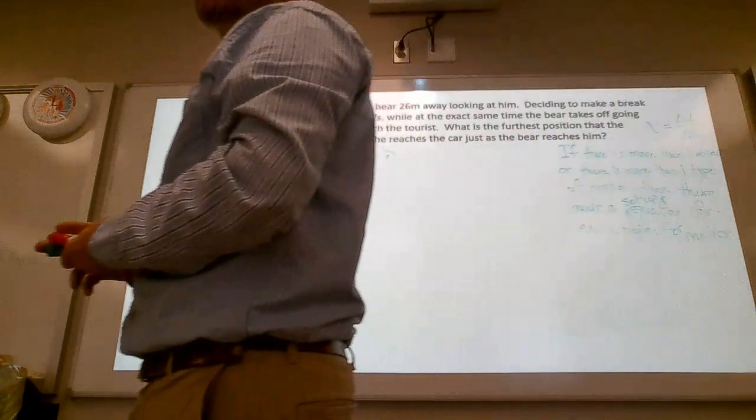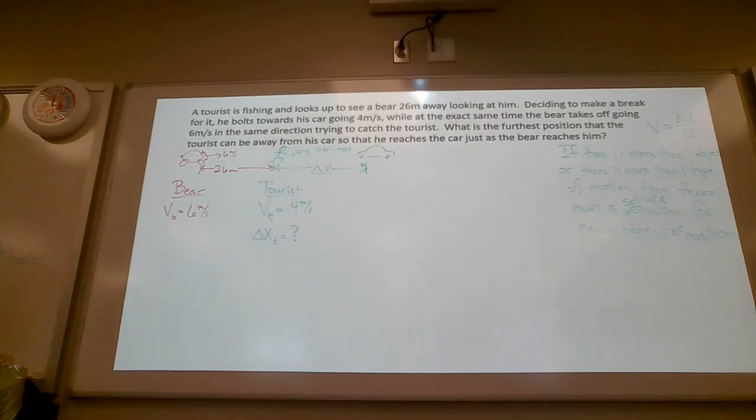What should I do with the 26 meters? Nothing? It's probably extra information. We don't need to know that. Yeah, we can ignore that. Should we try and figure out how much time it will take for the bear to get where the person's at first, and then go from there? That's the intuitive route. That's not wrong, but it's not the way I'm going to go. I'll hit that here in a second.